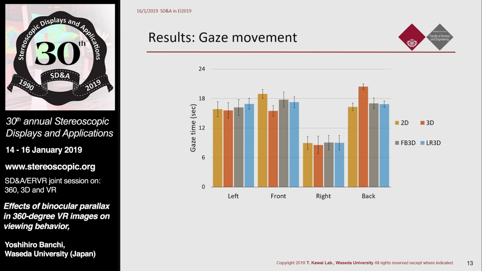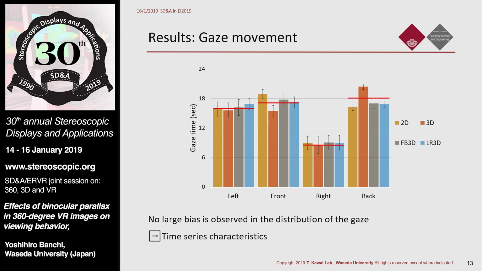Next is the result of objective indexes. This graph is the average of the gaze time of each participant stayed in each direction of 19 degrees. From this graph, some features were seen under the 3D condition, but no large bias was observed in the distribution of the gaze, and no large difference was observed between the stimuli. Therefore, we focused on the analysis of time series characteristics.